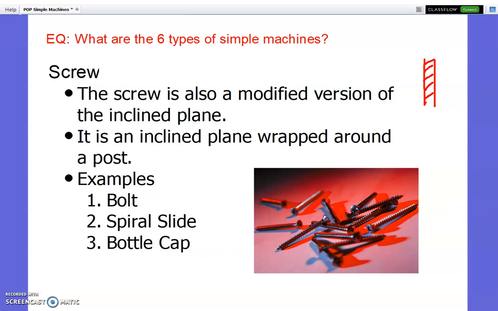So these are the 6 types of simple machines. And every machine, no matter how complex it is, is really just a combination of these placed together.